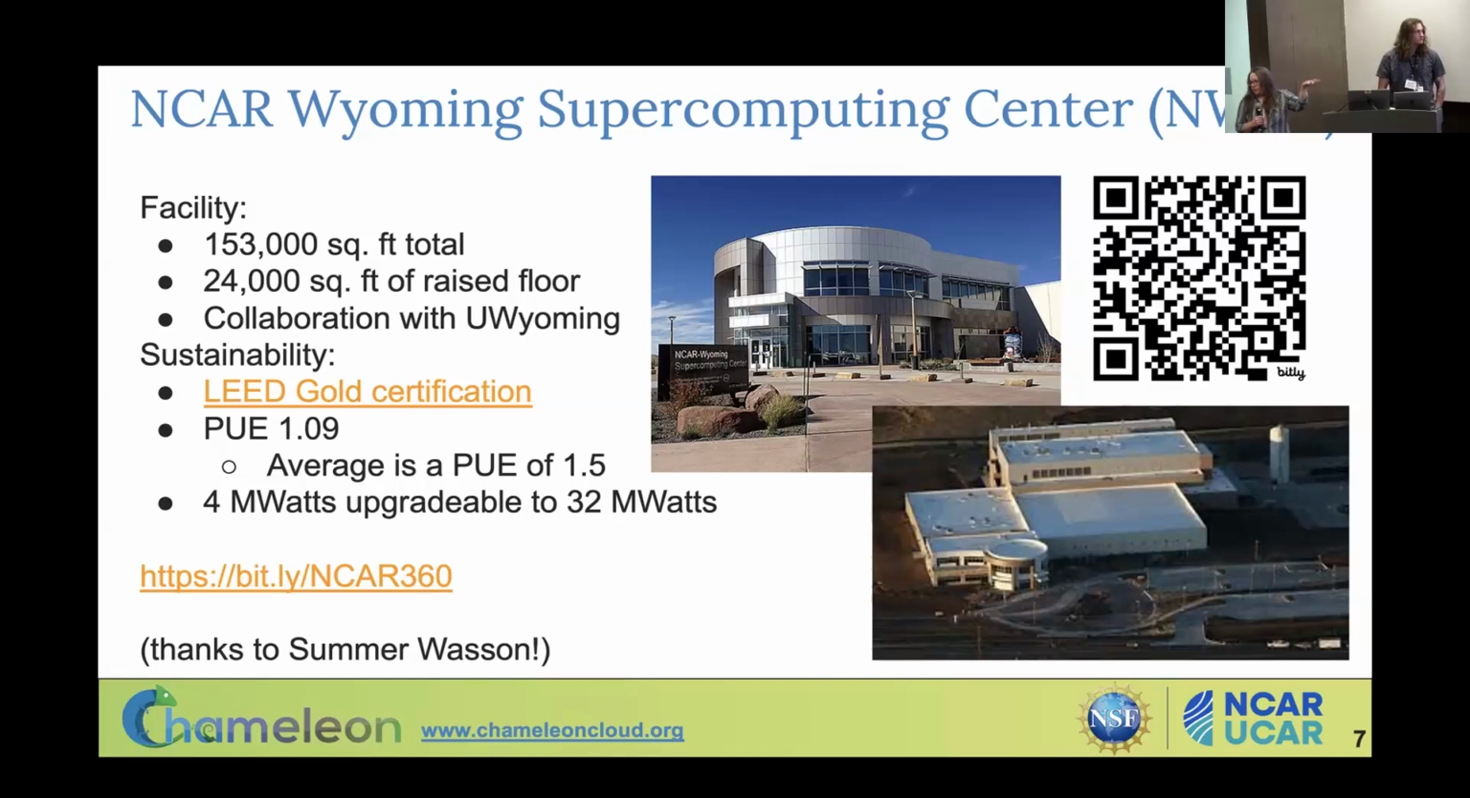An average PUE is like 1.5. So half a watt goes for cooling and all those other things for every watt. Some data centers have PUEs of 2, which is crazy to think about. But our data center is 1.09, and that's pretty good. I don't know, there's not many data centers that are better than ours. We currently have 4 megawatts, but it's upgradable to 32 megawatts if we need to.